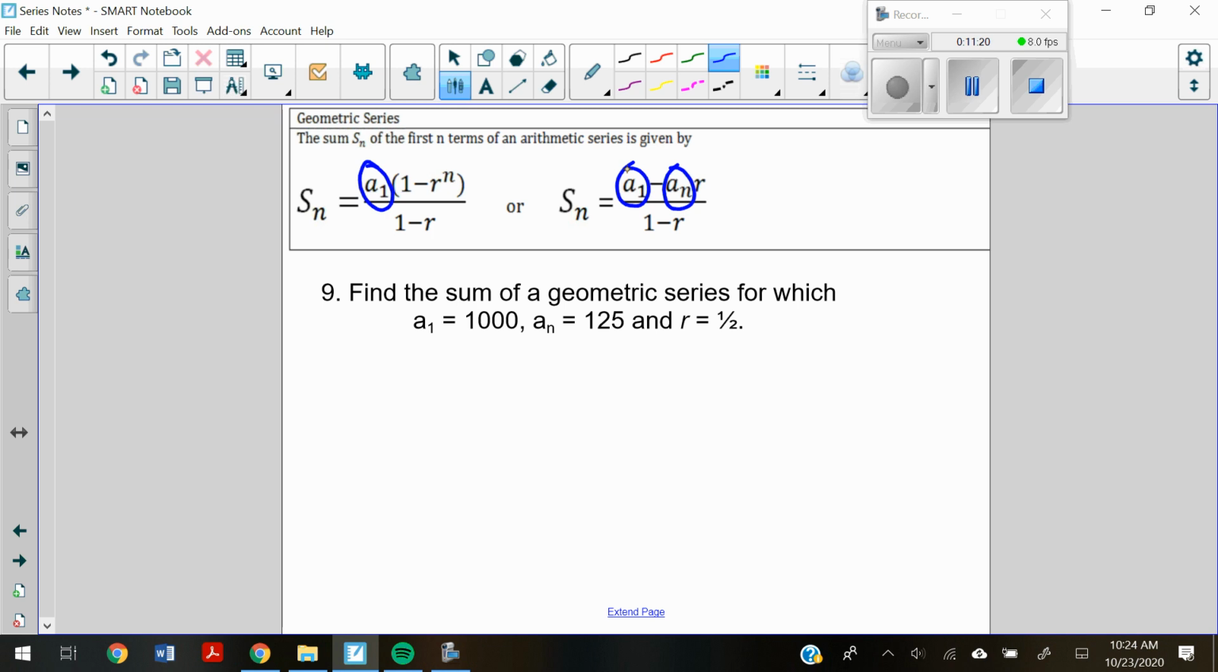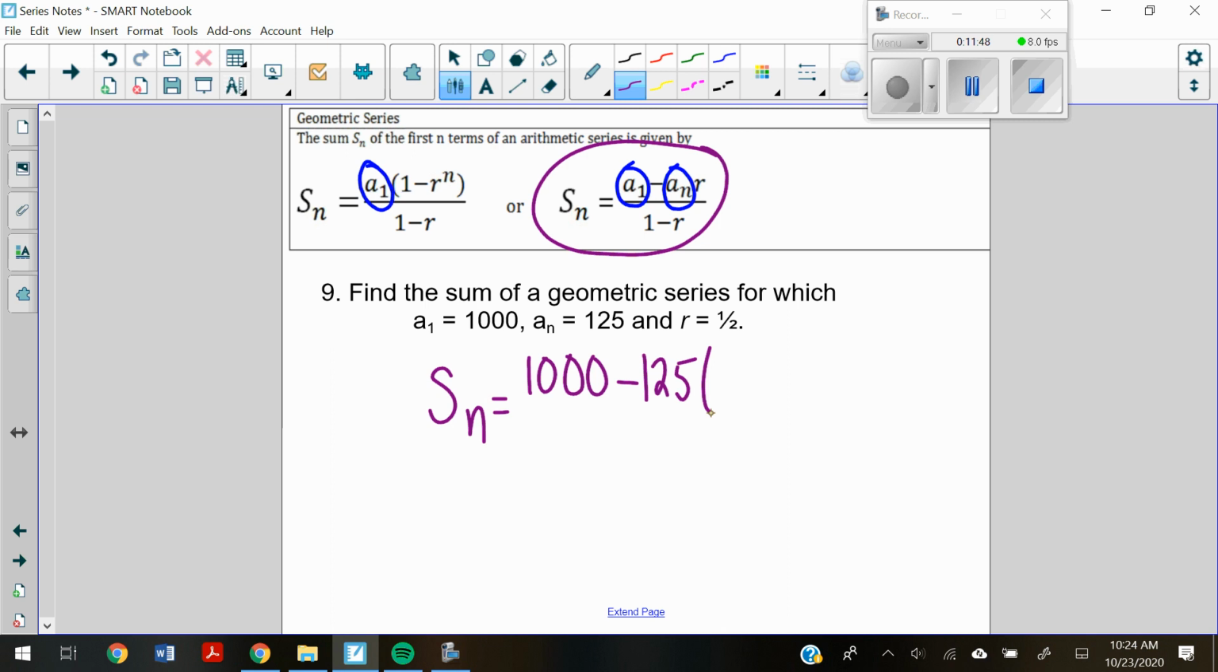So let's go ahead and look here and decide which formula to use. Find the sum of a geometric series for which a1 is 1,000, a sub n is 125, and r is 1/2. Okay, so I have my first and my last terms, so this is an automatic to use the second one. All right, so my sum is 1,000 minus 125 times my r, which is 1/2, all over 1 minus my r, which is 1/2.